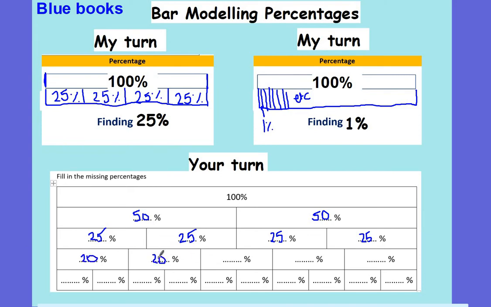And finally, Theo, if I split that bar into 10 pieces, how much is each of those parts going to be worth? 10, lovely. So hopefully in your dark blue books you should have something that looks a little bit like this. Got 10 lots of 10% in there. Please pause the video and make sure you've got that correct in your dark blue books now.